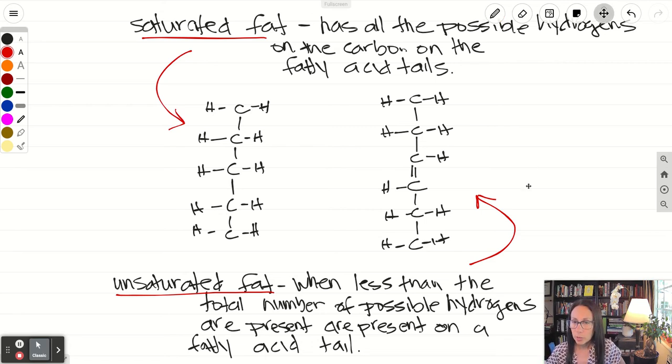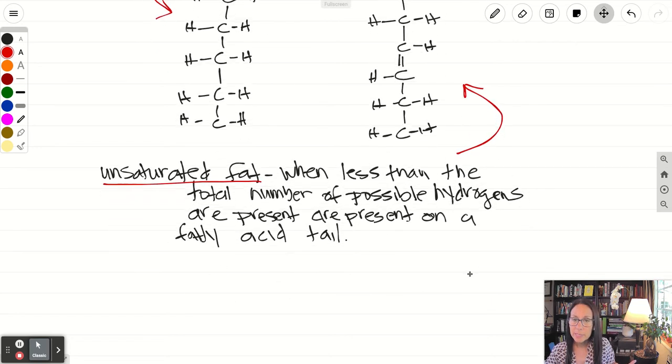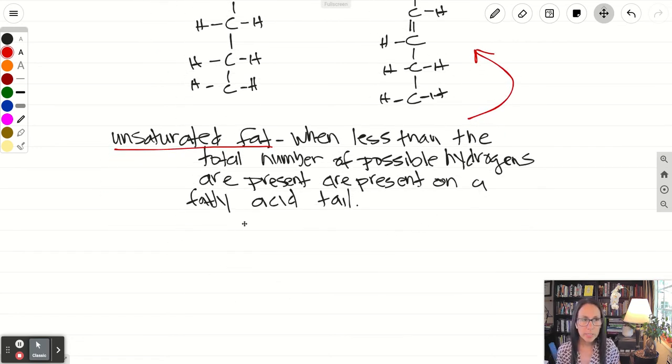Let me tell you what happens when you have an unsaturated fat. Earlier I showed you a triglyceride, so I'm going to draw that again.